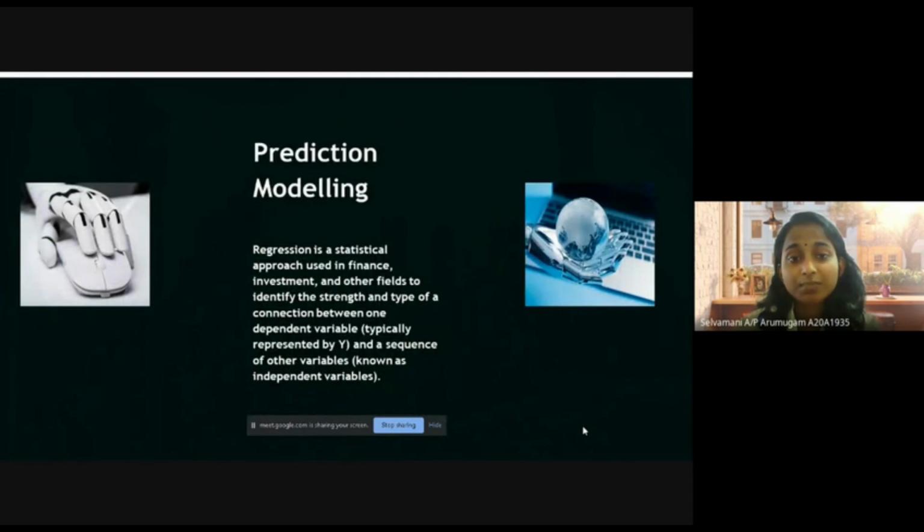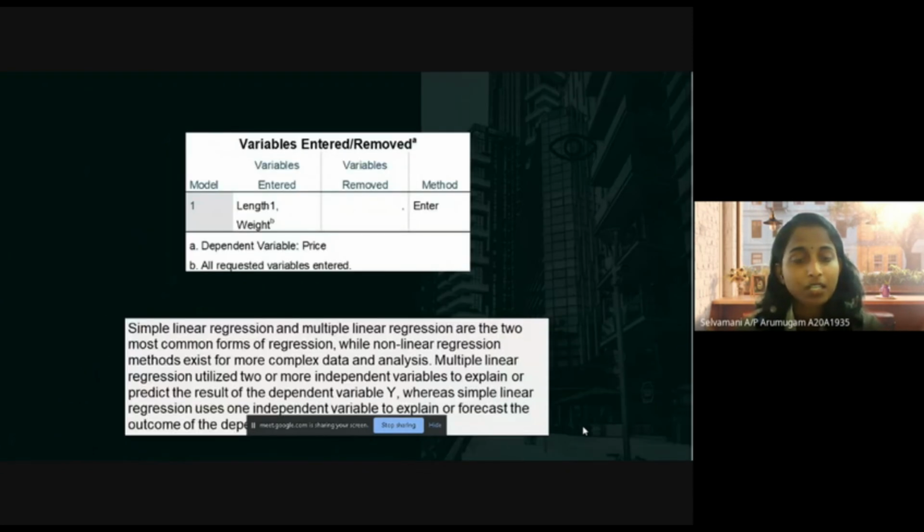First of all is prediction modeling. Regression is a statistical approach used in finance, investment, and other fields to identify the strength and type of connection between one dependent variable, typically represented by y, and a sequence of other variables known as independent variables. Simple linear regression and multiple linear regression are the two most common forms of regression, while non-linear regression methods exist for more complex data and analysis.